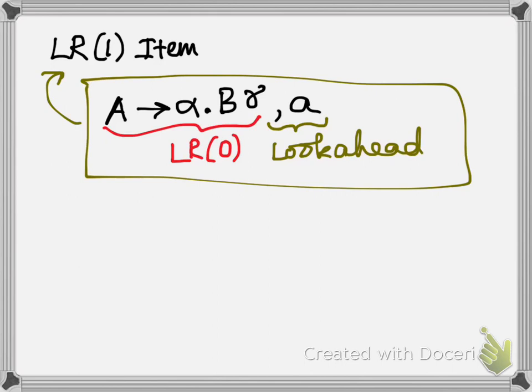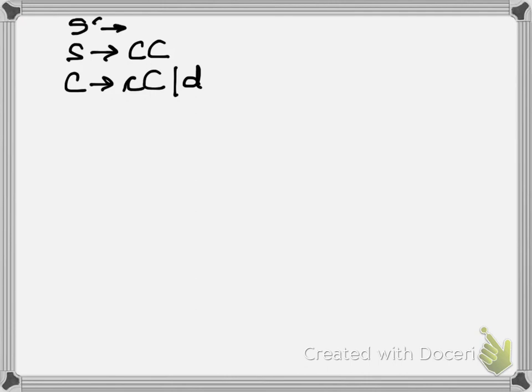So let us see now how we are going to construct. Let's take an example and see how we can construct our LR1 items. So I have a grammar here, say S derives capital C, C derives small c, capital C, or D. So this is my grammar. So like for LR0 parsing, here also we have to use the augmented grammar.